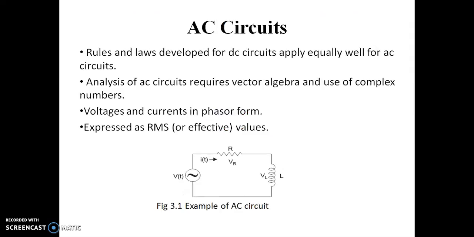AC circuits. Rules and laws developed for DC circuits apply equally well for AC circuits. Analysis of AC circuits requires vector algebra and use of complex numbers. In AC circuits, voltages and currents are expressed in phasor form, and they are expressed as RMS or effective values. Figure 3.1 gives an example of an AC circuit.